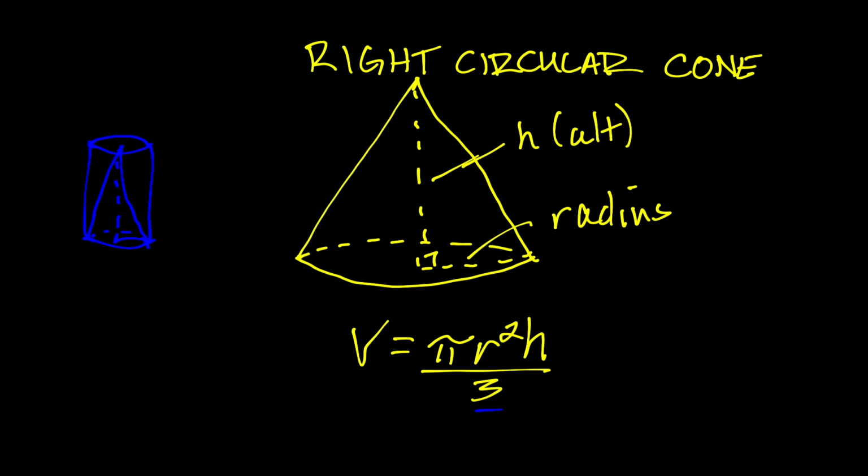So let's look at an example. Pi r squared times h divided by 3. Sometimes you'll see it written in a textbook as 1/3 pi r squared times h. So let's look at our first example.